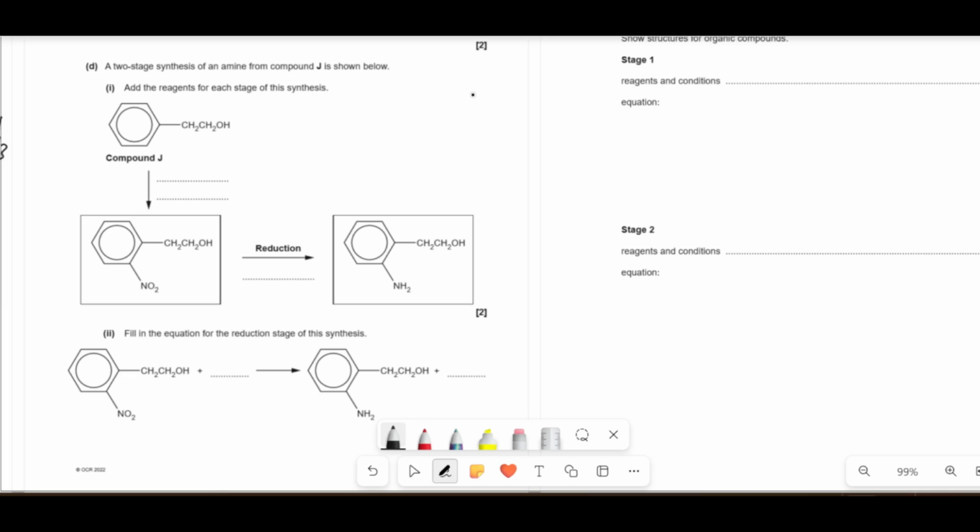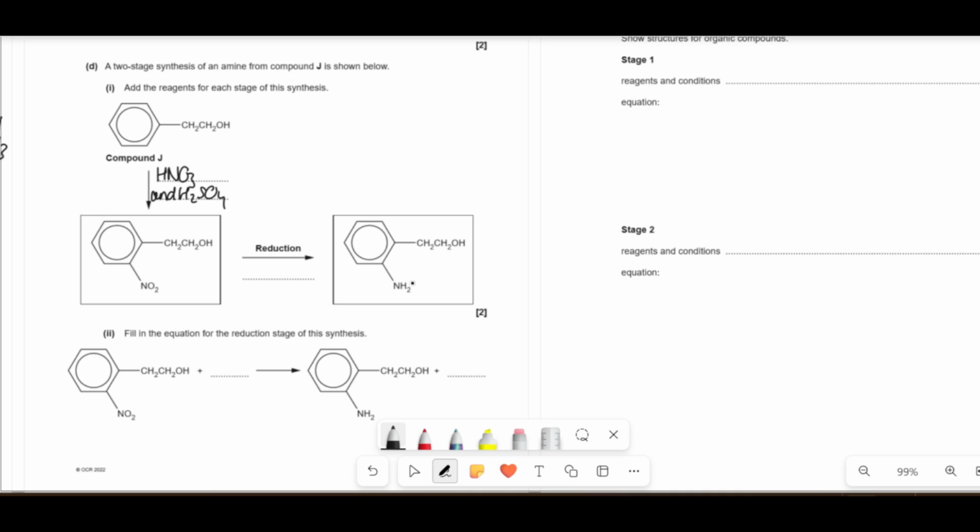Now it says a 2-stage synthesis of an amine from compound J is shown below. Fill in the equation for the reduction stage of this synthesis. So let's have a look what's going on here. So we're going from just this, and then all of a sudden we have an NO2, right? So the only difference is that NO2. So what it must be is that we've added the NO2, and the only way to do that is by using HNO3, which is nitric acid, and H2SO4 to generate the electrophile. So it's nitration of benzene.